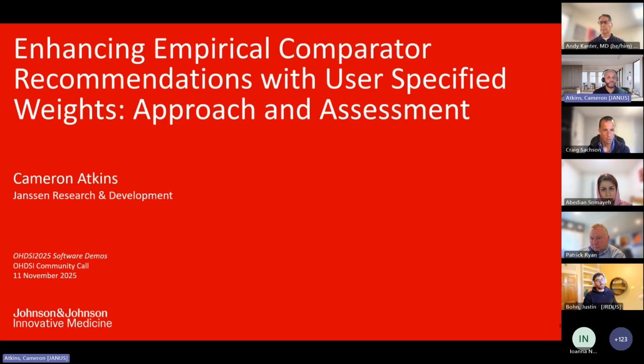In that time, much of my work has focused on the comparator selector tool, which is a tool that implements an empirical method to rank candidate comparators by their similarity to a target drug in a high-dimensional covariate space. And today, I'll be demonstrating an extension of that tool that allows a user to add a custom weighting option to evaluate comparators. So let me switch over to Chrome.